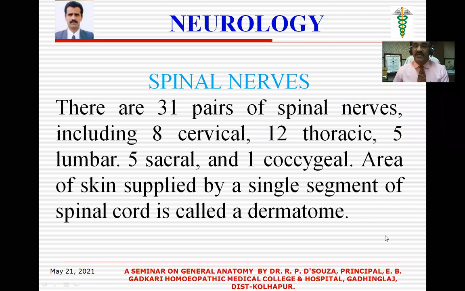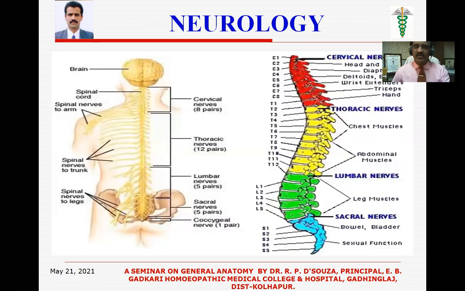Area of skin supplied by a single segment of spinal cord is called a dermatome. So any single nerve going and supplying an area of the skin, that area is called the dermatome of that particular nerve. Now here you can see all those nerves, 8 pairs of cervical nerves, 12 pairs of thoracic nerves, 5 pairs of lumbar nerves, 5 pairs of sacral nerves, and 1 pair of coccygeal nerve. And you can see the spinal cord here.